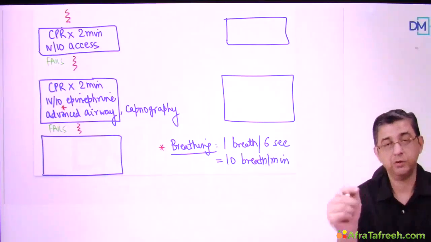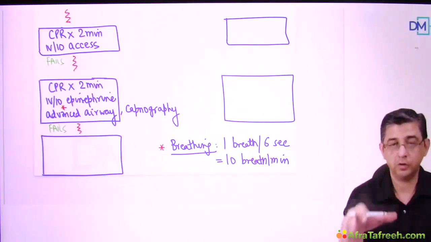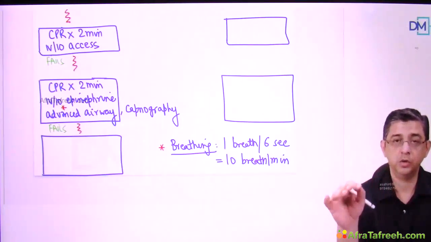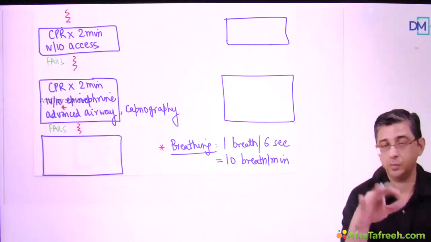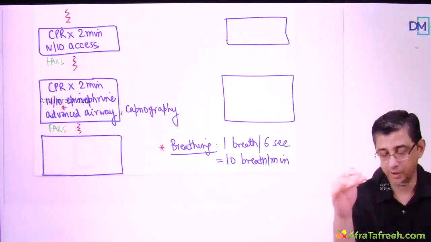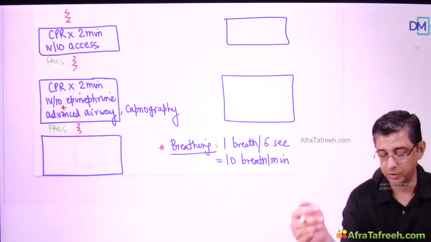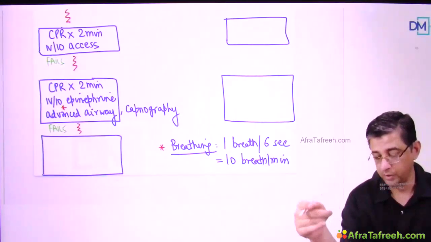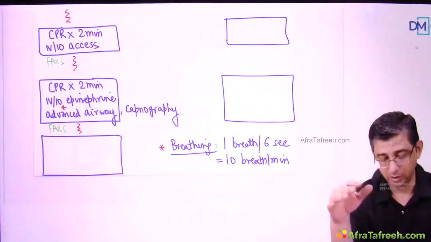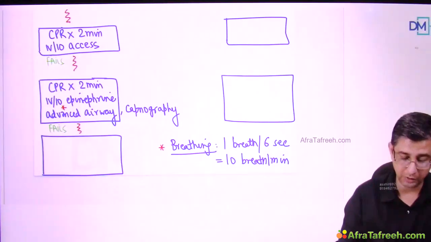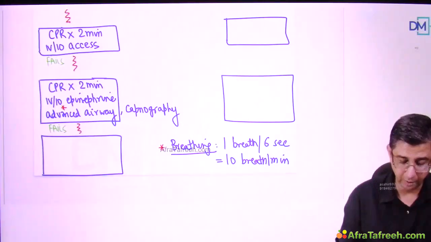I repeat my statement once again. On advanced airway securement, you are not supposed to continue with the 30:2 ratio. Now chest compressions will remain the same, 30, but the breathing frequency of the patient will now be 1 breath every 6 seconds. Chest compressions are anyway going to be given because the rhythm has failed to revert back to normal. So I'm going to write the word CPR again for 2 minutes.